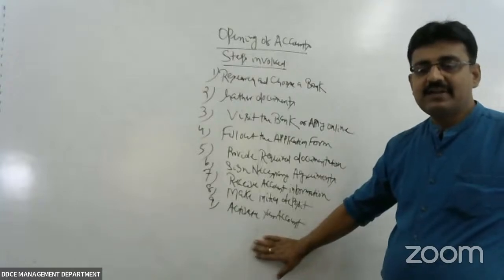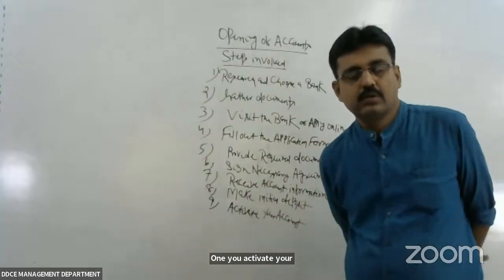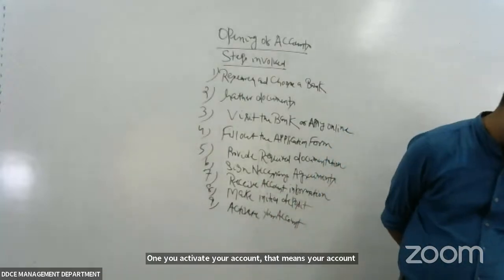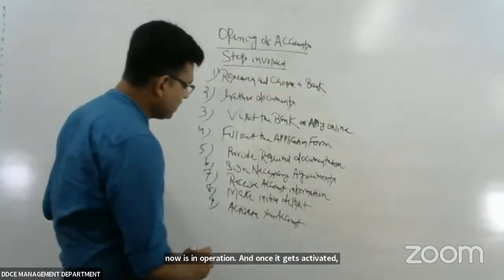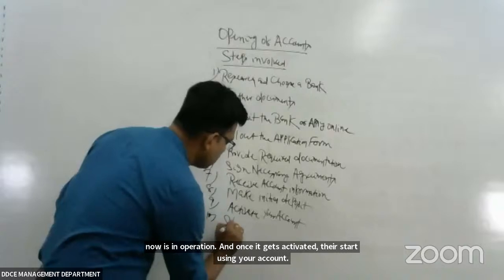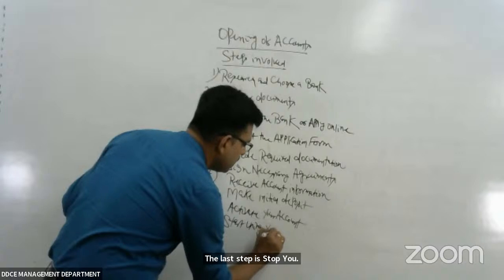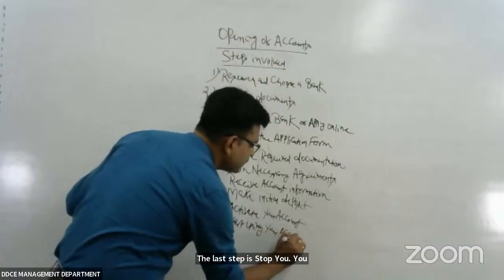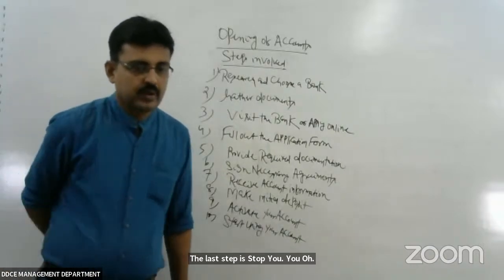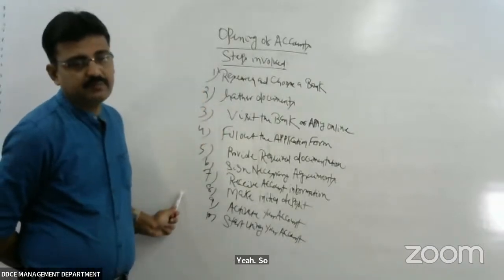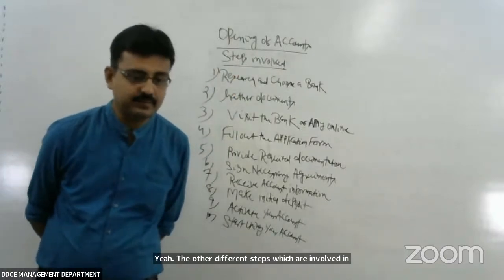Once you activate your account, that means your account now is in operation. And once it gets activated, you can start using your account. So the last step is start using your account. Clear? So these are the different steps which are involved in the opening of accounts in a bank.